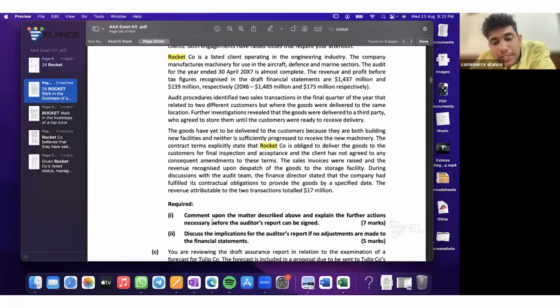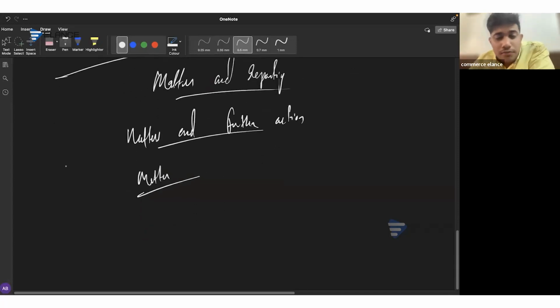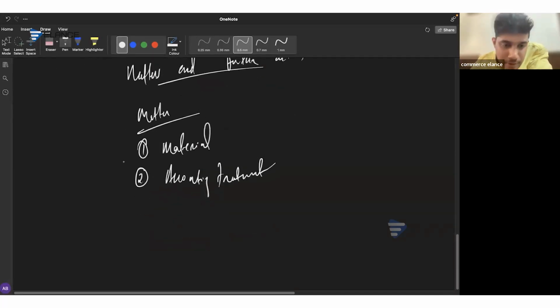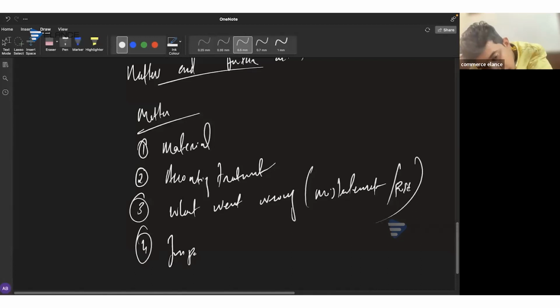So when you get a question on matters to be considered or comment upon the matters, first of all, you have to comment on a matter. So when you need to comment on a matter, first of all, you have to mention whether that particular matter is material or not. Secondly, you have to clearly provide the accounting treatment that is actually required in that case. Third, you have to clearly specify what went wrong in that case. So what is the amount of misstatement there? And in some cases, what can also go wrong can be mentioned, which means risk can be mentioned. And finally, you need to show the impact on financial statements, which is almost similar to the format of audit risk itself.